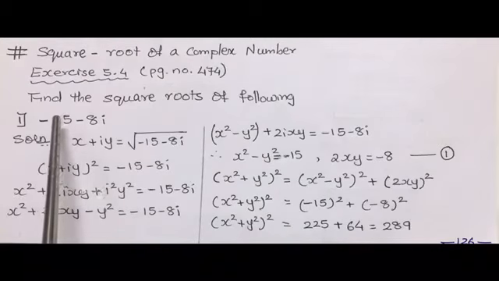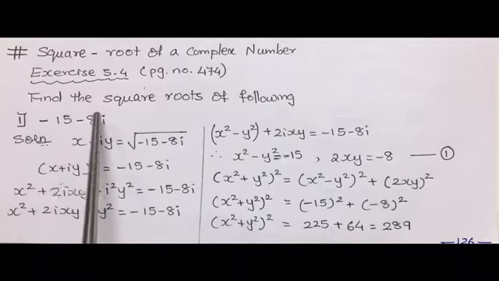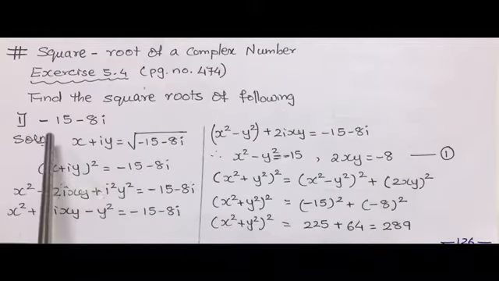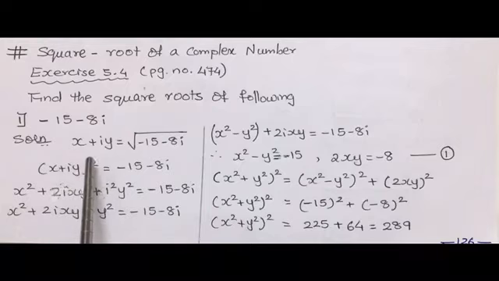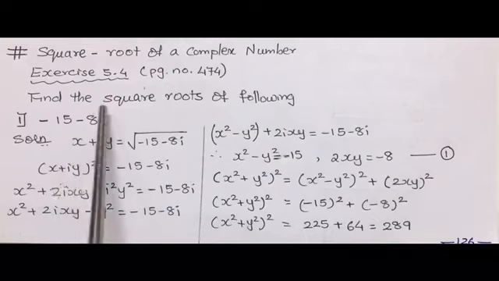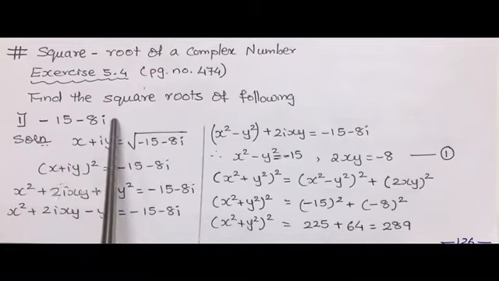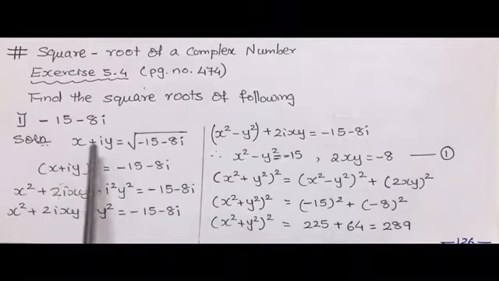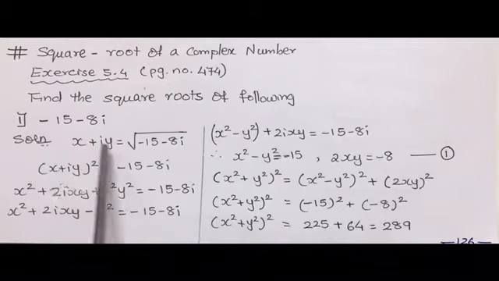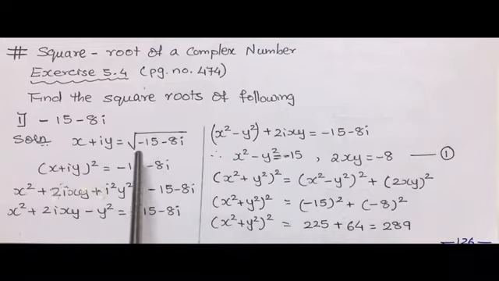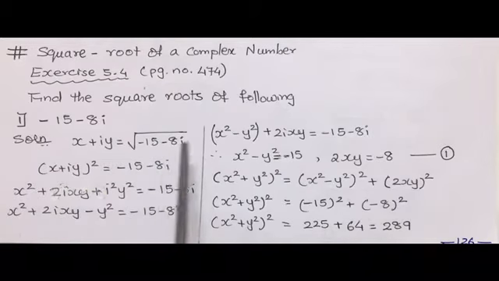Now in that case, taking up the first example of this exercise, we need to calculate the square root of minus 15 minus 8i. We will be assuming that the square root of minus 15 minus 8i is x plus iy. So in the whole of this calculation, we need to calculate the values of x and y, which give the square root of minus 15 minus 8i.